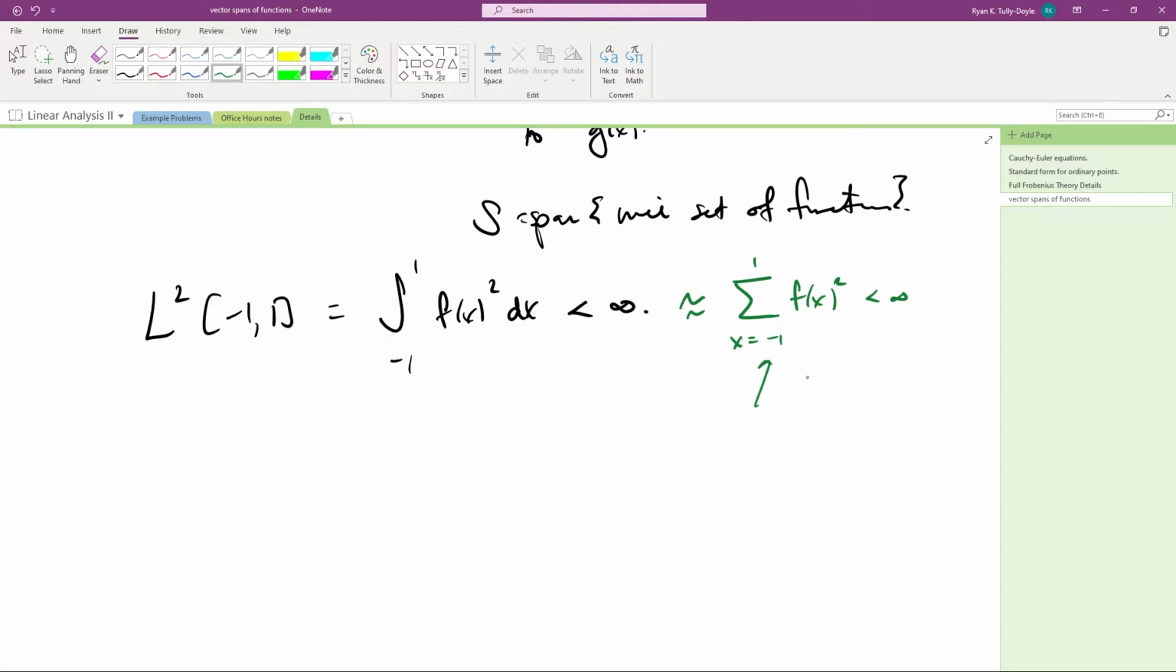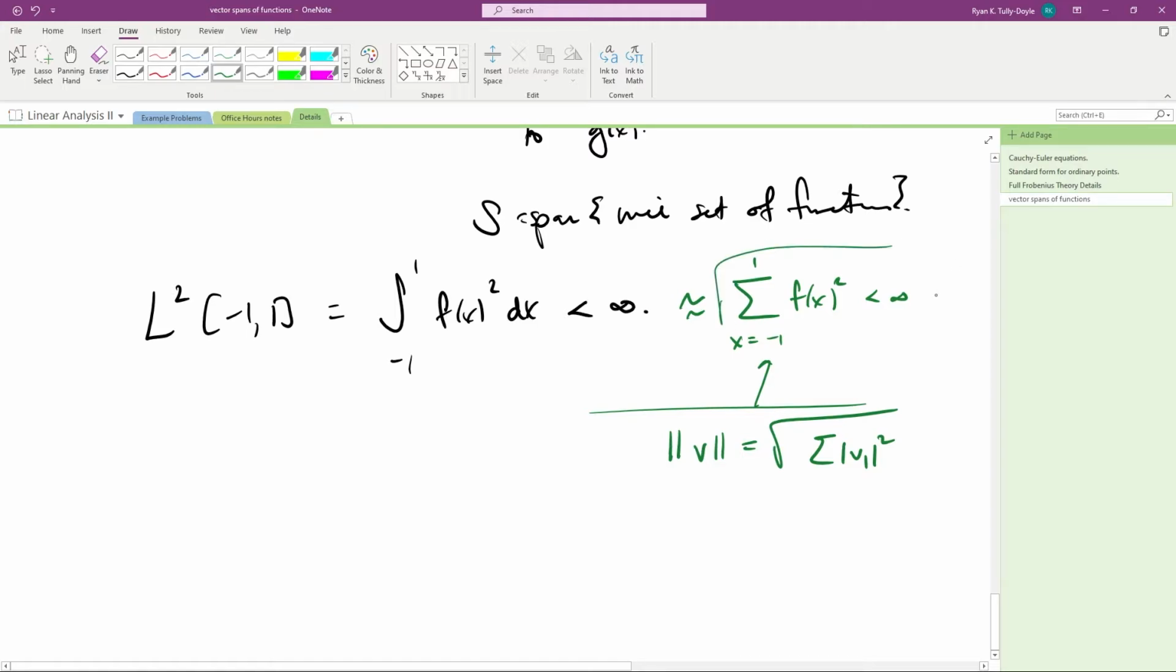And to me, that looks exactly the same as the definition of the length of a vector in finite dimensional vector space. In finite dimensional vector space, we know that the length of some vector v is equal to the square root of the sum of its components squared. And if I put a square root on this, it would look an awful lot like the length of a vector f. Okay? And so that's where this condition comes from. This is a condition that is exactly equivalent to the Euclidean distance in finite dimensional vector spaces.